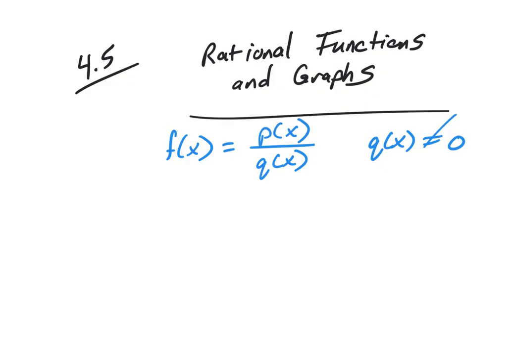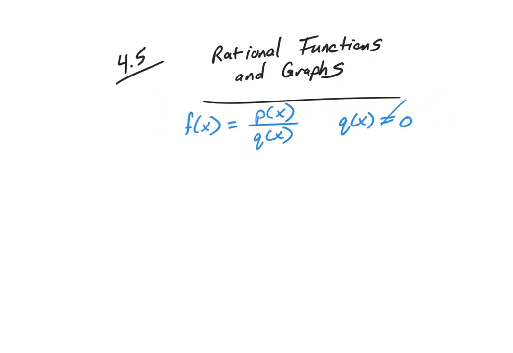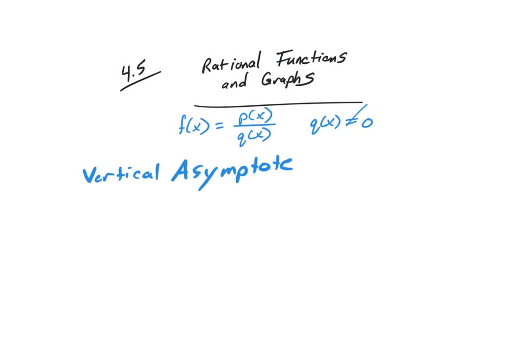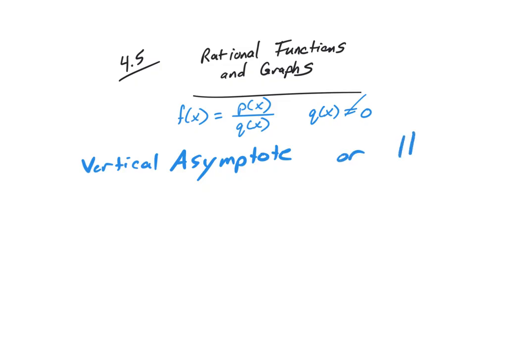Okay, I'm going to go through some of the different things that we're going to be looking for today, and then we're going to do some examples of all of these. All right, so first one that we're going to talk about is a vertical asymptote or a hole, okay? And those kind of go hand in hand. That's why I'm doing them together. They both are based off of the denominator, okay?